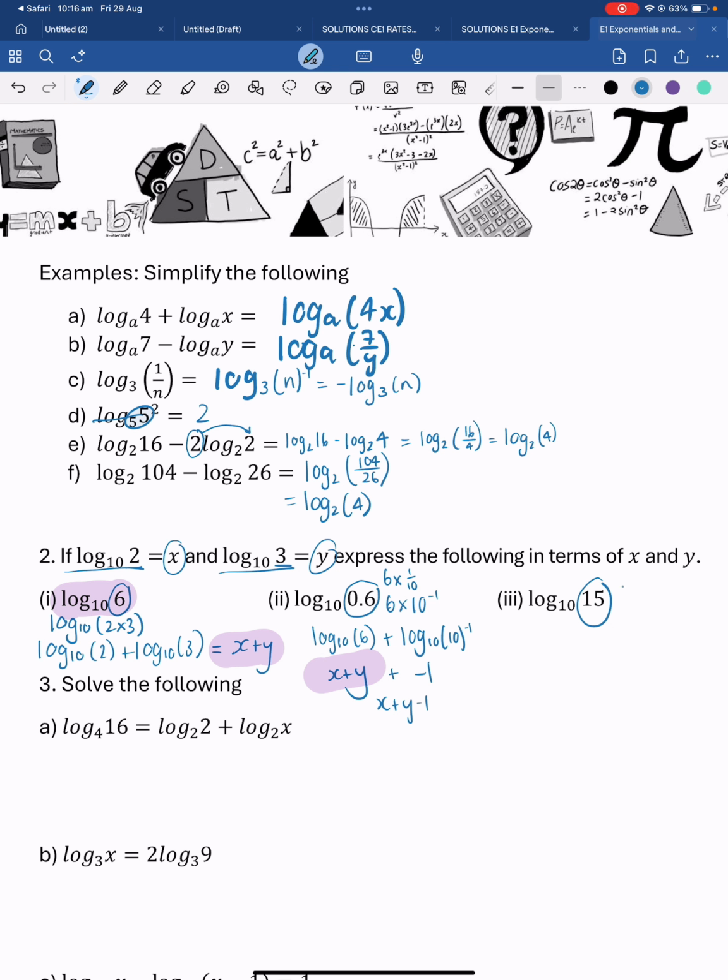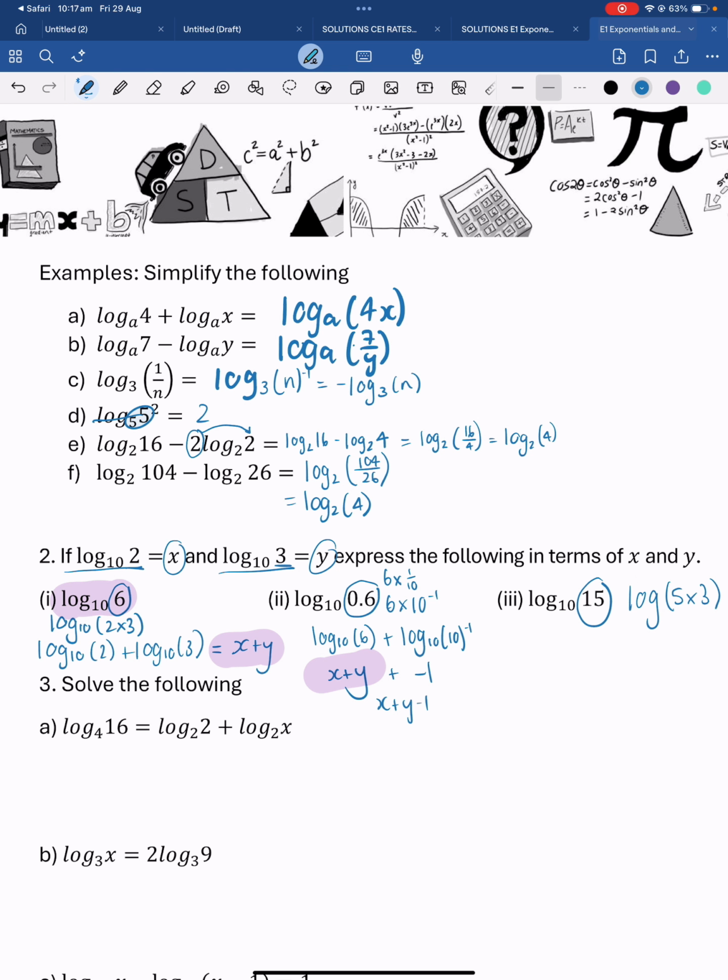What about, that's the same as log of 5 times 3. Don't know what log 5 is equivalent to. Is there any other way we can get 15?